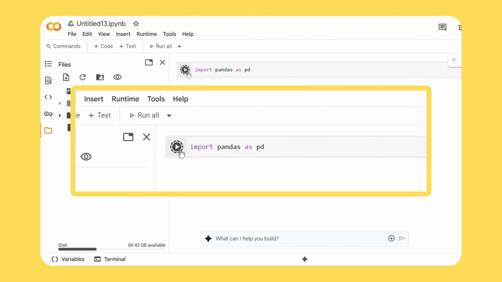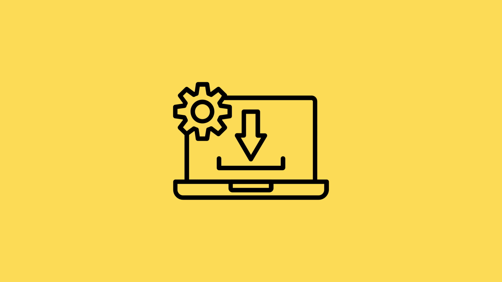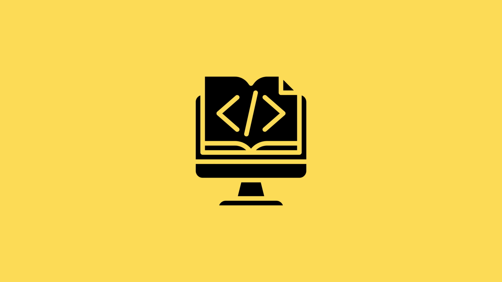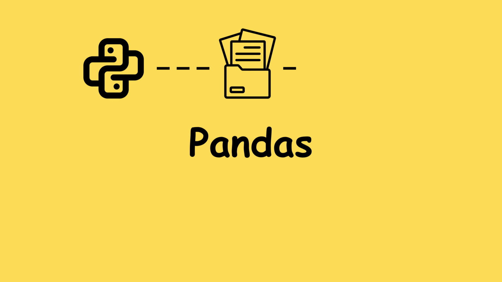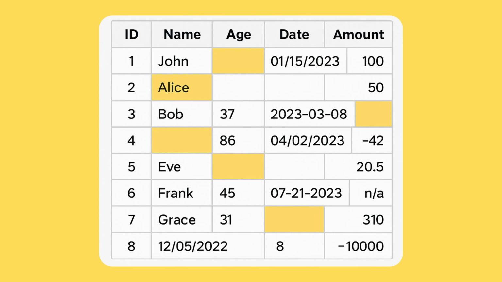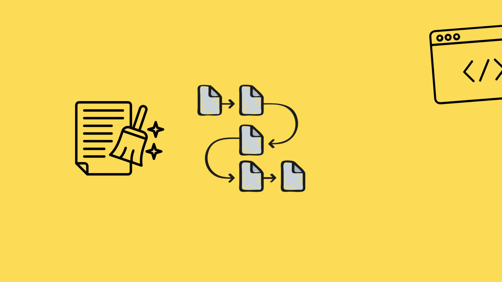If you're coding locally, you'd have to install pandas first. But Colab makes life easy. All the major libraries come pre-installed. So, what's pandas anyway? Pandas is a Python library that helps you work with data easily. Imagine you have messy tables in Excel or CSV files. Pandas can clean, organize, and analyze them with just a few lines of code.